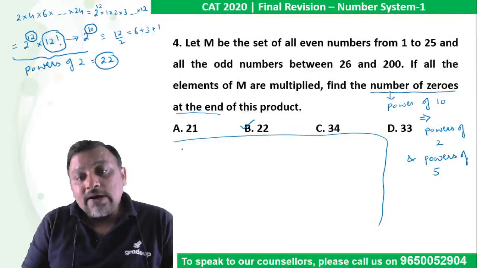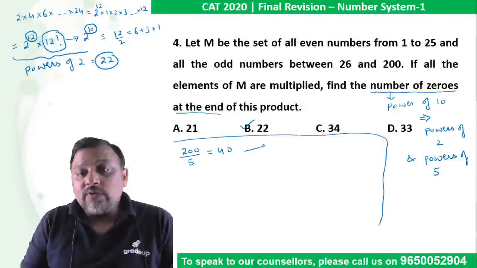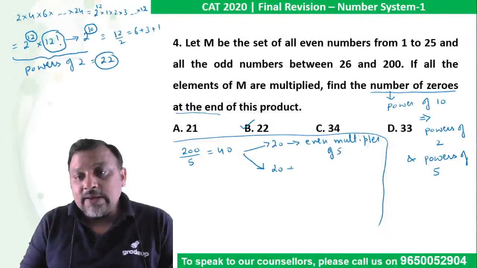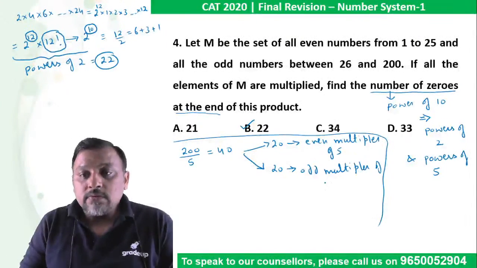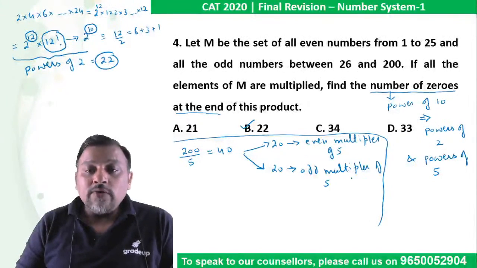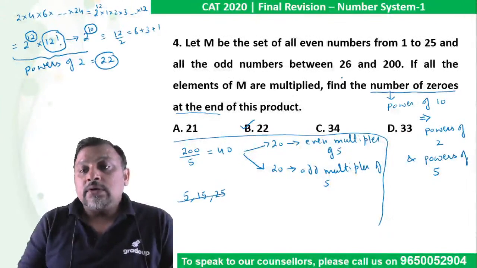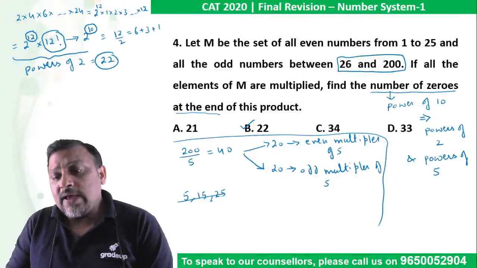Okay, so in 200 factorial, or in first 200 numbers, can we say multiples of 5 would be 40? And out of these 40 multiples, 20 would be even multiples of 5, and the rest 20 are odd multiples of 5. Out of the odd multiples of 5, I cannot have 5, 15 and 25, since I am starting from 26 to 200. So I cannot have these three.